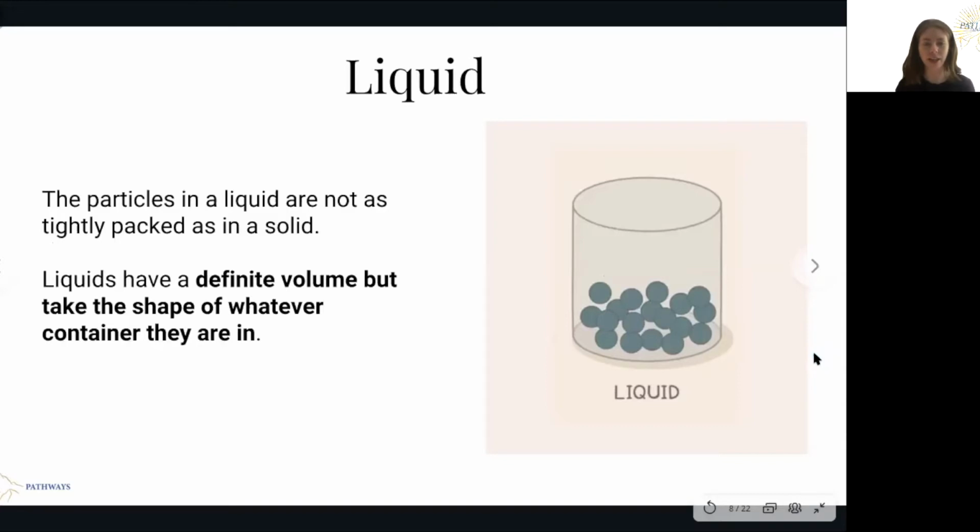Okay, next up is liquids. In a liquid, the particles are not as tightly packed as in a solid. You can kind of see in the picture over here, the particles are more spread out than in a solid. Liquids do have a definite volume, but they take the shape of whatever container they're in. So if you have a cup of water and then you pour that cup of water into a bin or a plastic container, the shape that the water takes up will change to fit the plastic container that might be a little bit more wide but less tall than the cup.